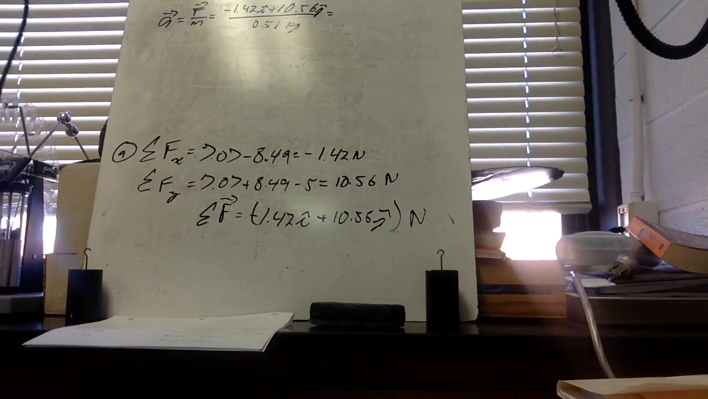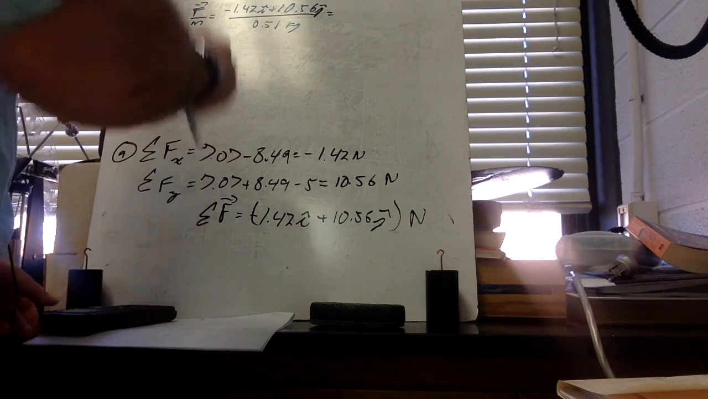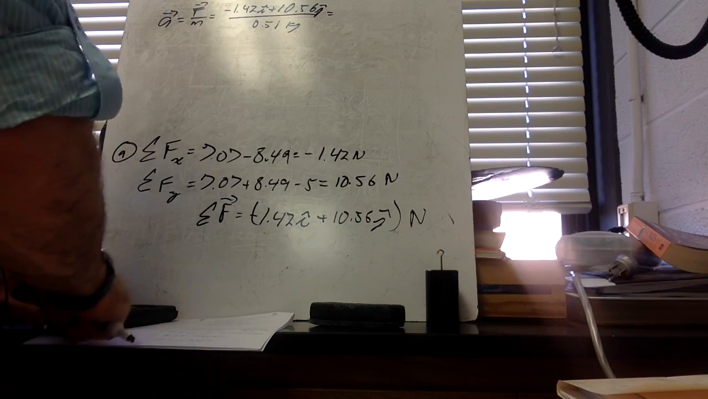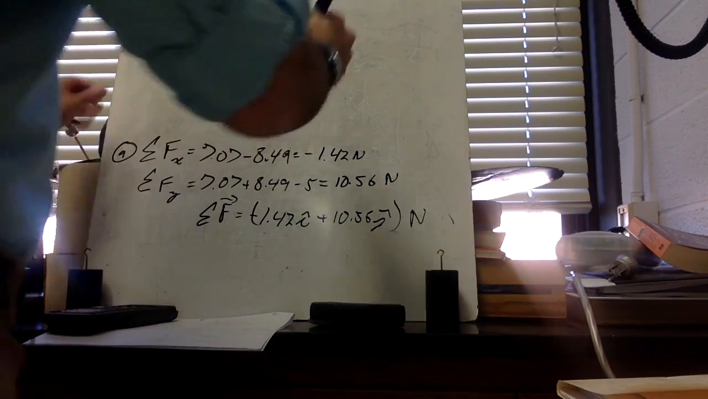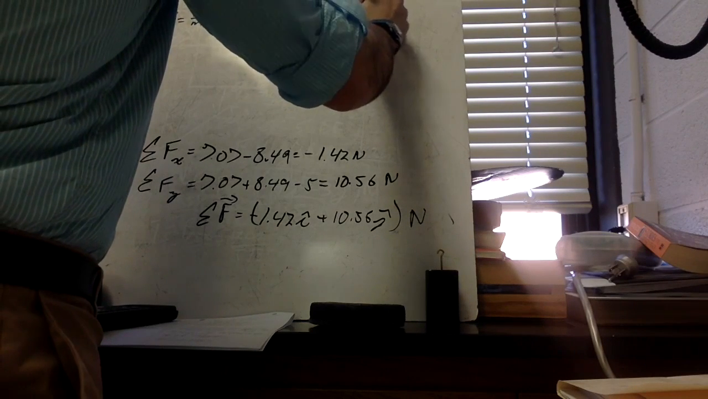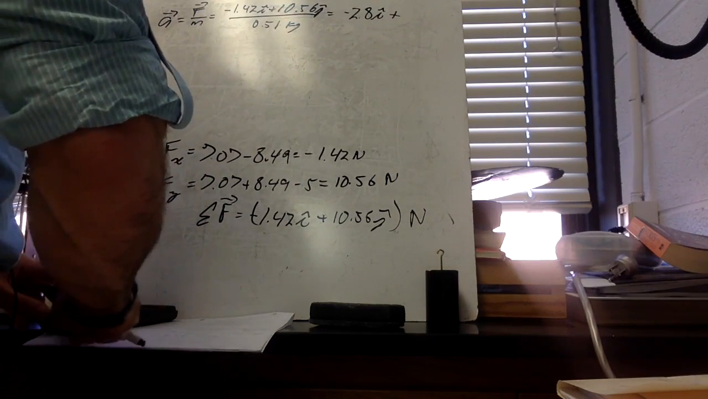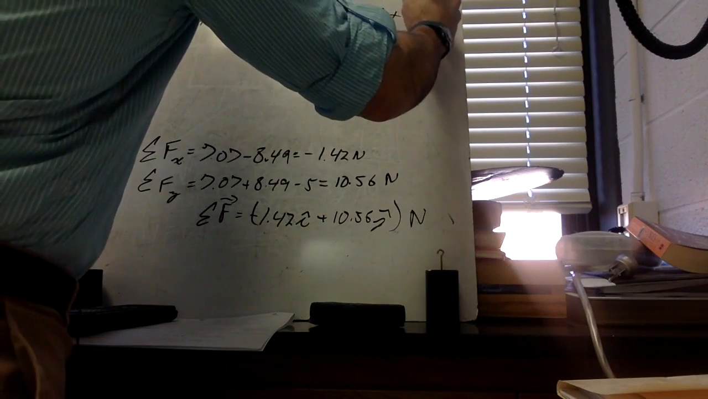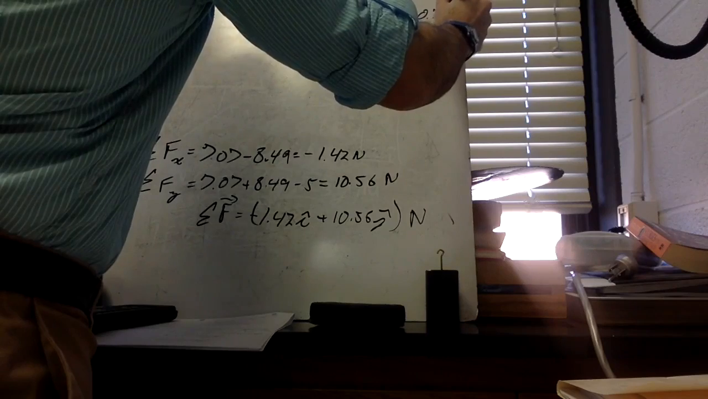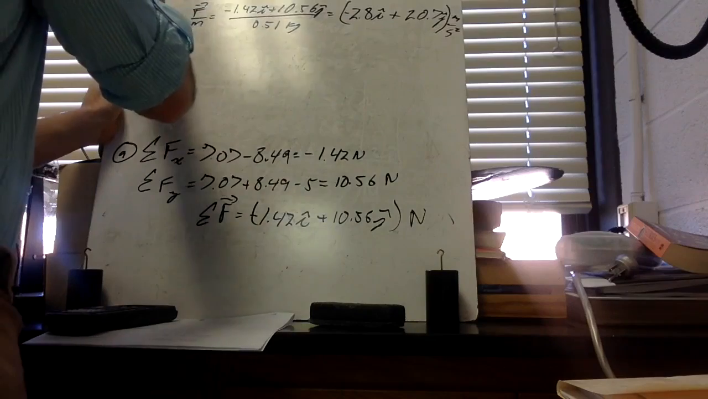And so the acceleration vector, now I need to get my calculator out. So this is going to be negative 2.8 i plus 20.7 j meters per second squared. All right, so that's part B.